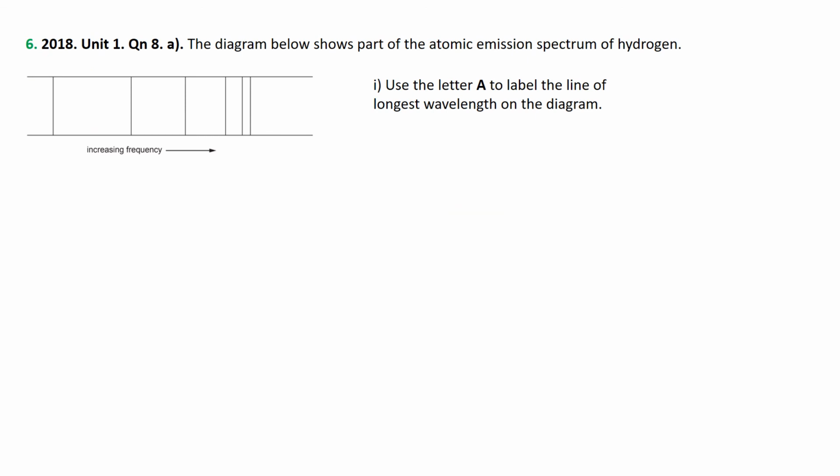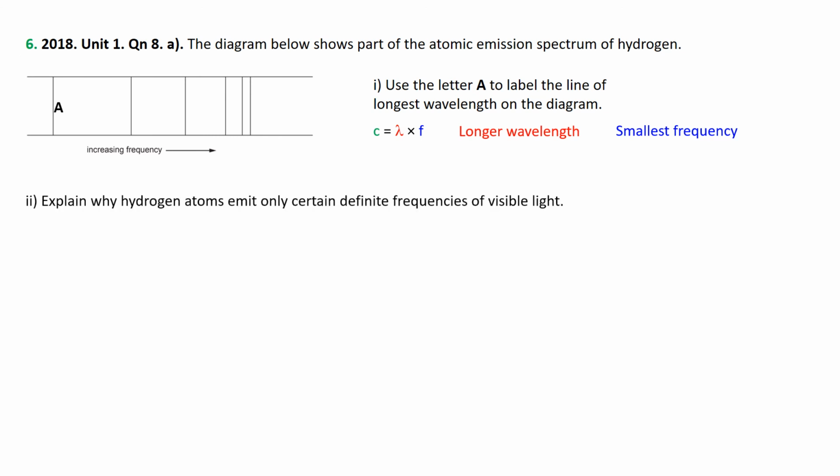Part of the atomic spectrum of hydrogen, we've got frequency going up here. We want longest wavelength. Well, of course, the longer the wavelength, the smaller the frequency, and so therefore A is going to be this one right there. Why do hydrogen atoms emit only certain definite frequencies as visible light? Well, we discussed that in question 2, didn't we?